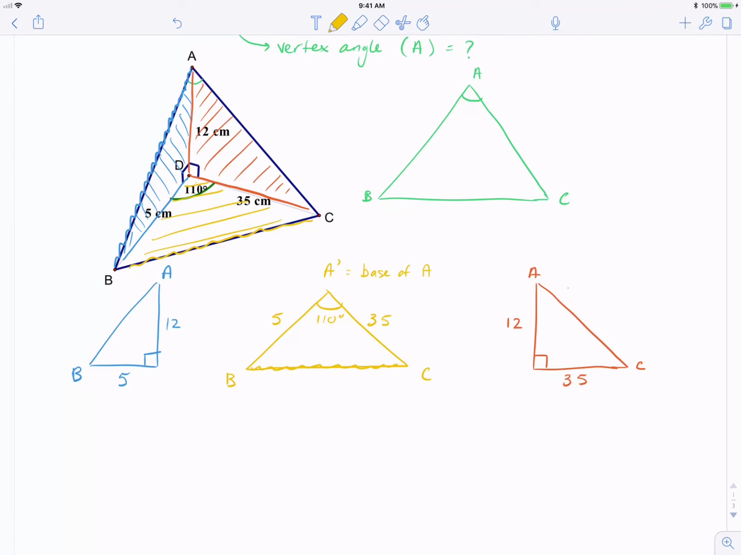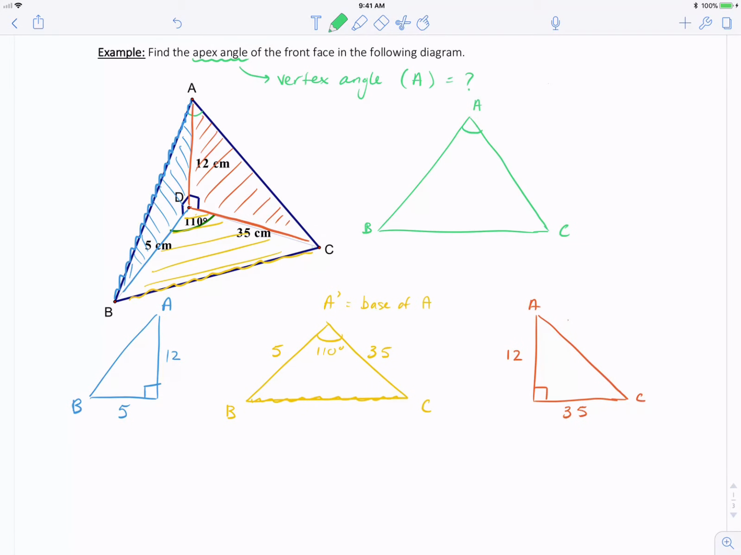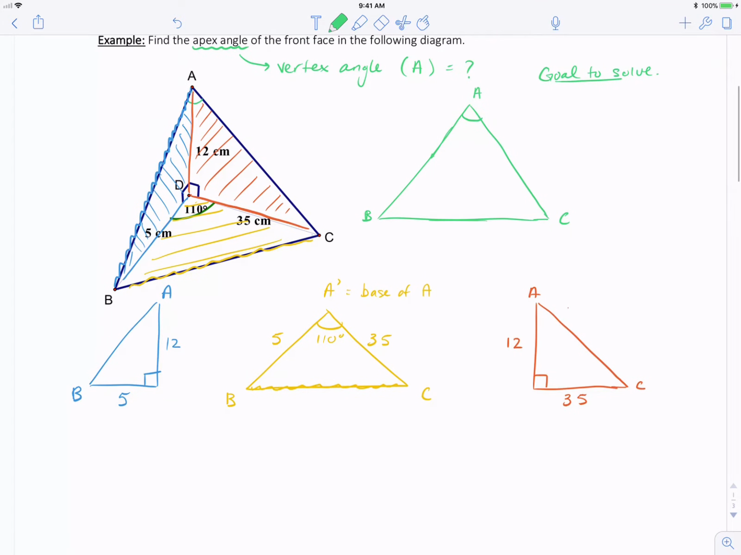The reason this is important is because remember, the green diagram, this is my goal, is to solve this triangle. In order to solve for angle A, I need to have some side lengths for either length AB, BC, or AC. So I can use my triangles below.